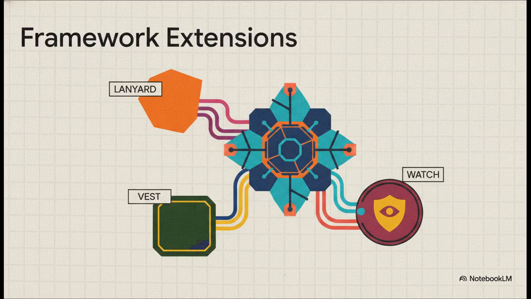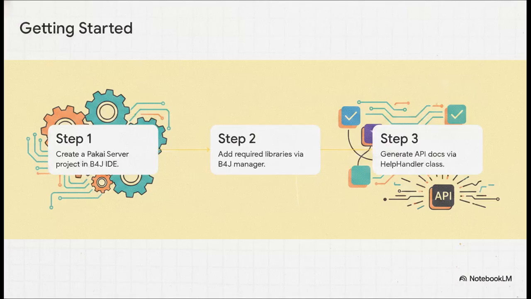And the ecosystem, it doesn't just stop with those core libraries. Because of this open modular design, it continues to expand with specialized extensions. For example, there are add-ons like Pakai Lanyard and Pakai Vest for enhanced utility. And notably, there's Pakai Watch, which seamlessly plugs right into the server to act as a rate-limiting filter, protecting your endpoints from spam and abuse. So the framework naturally scales up with your application's complexity. So let's move on and see how this builds in actual practice for a developer.